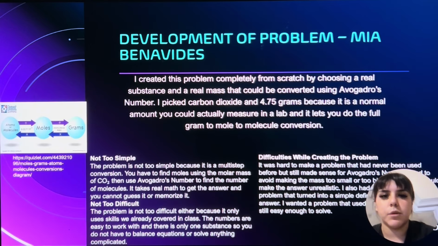You first find moles using the molar mass of CO2, then use Avogadro's number to find the molecules. You cannot guess the answer and it requires real math. It's not too difficult because it only uses skills already covered in class. The numbers are easy to handle and you work with one substance, so there is no balancing or complicated steps.